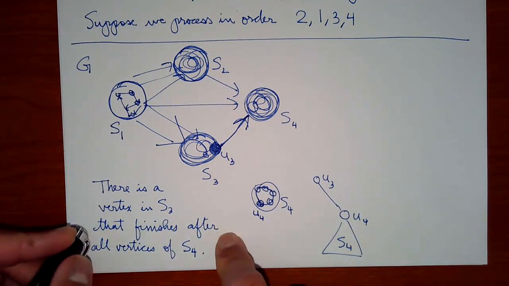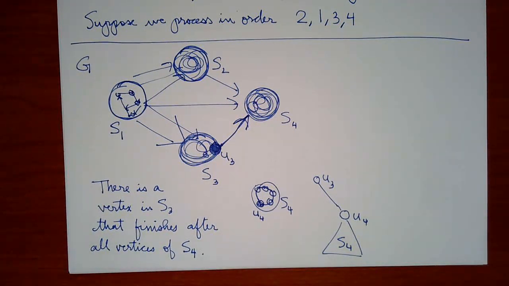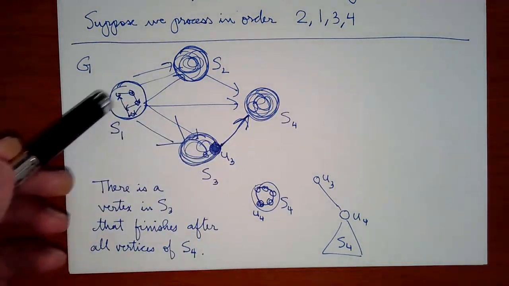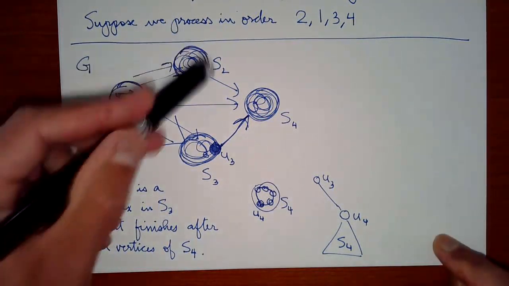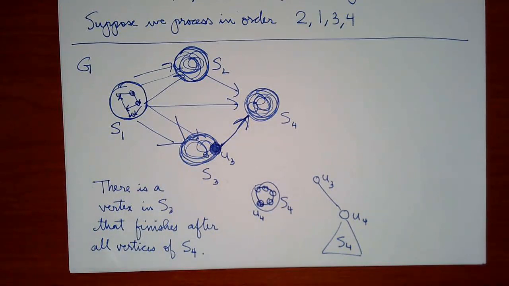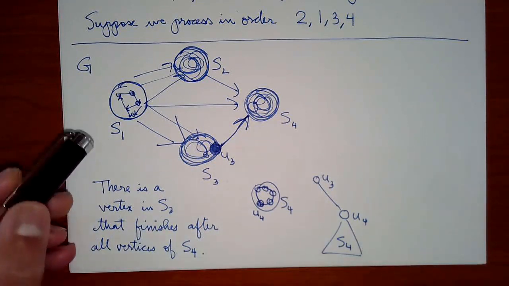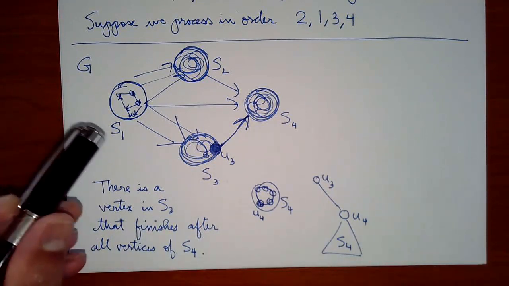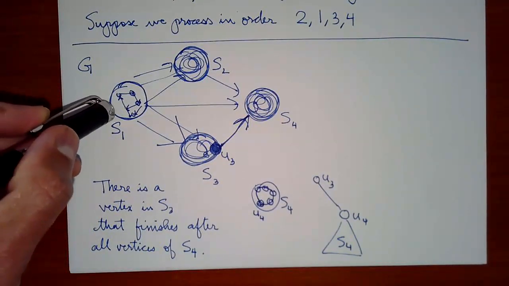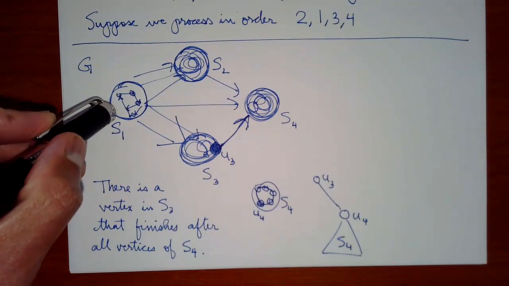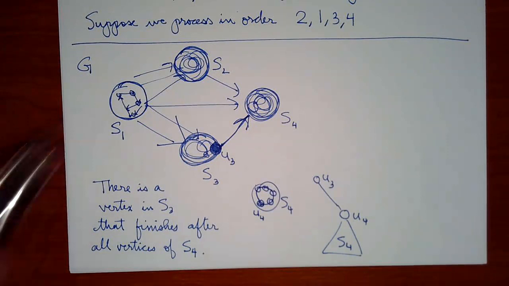I will generalize this, but hopefully you're starting to see the idea that there is no such thing as a topological ordering of the vertices, but there is such a thing as a topological ordering of the components themselves. Although we don't know what the components are. What we know is that the very last vertex to finish is going to be in S1. The last vertex to finish is in S1.